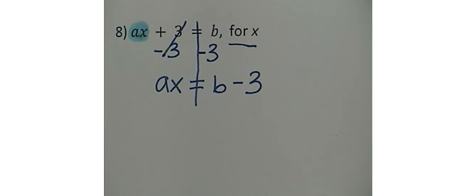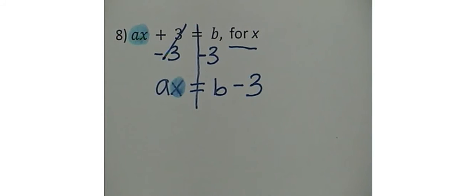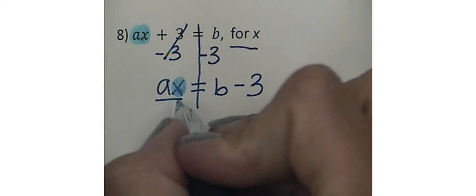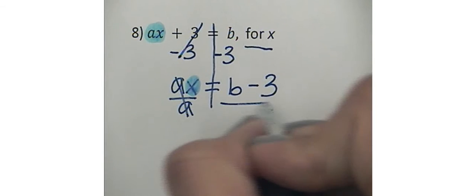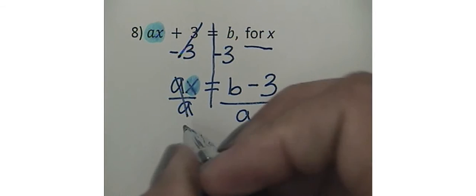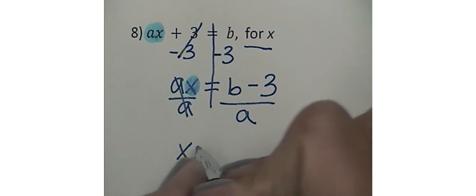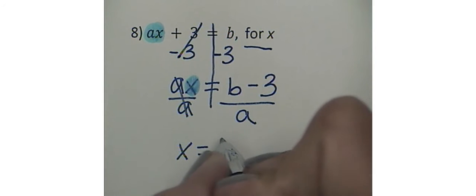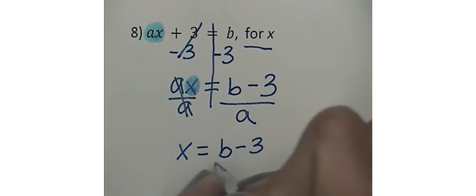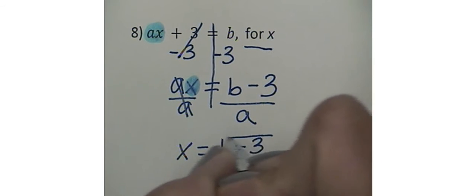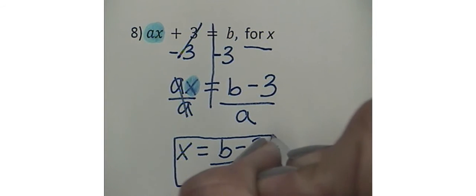And we're solving for x, so I want this x all alone. It currently has an a out in front. A and x are being multiplied. The opposite is to divide. So I'm going to divide by a, those cancel, divide by a, and I'm done. X is all alone. X equals b minus 3, all divided by a, and then I always box in my final answer.